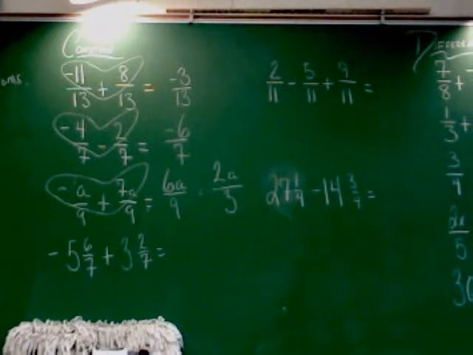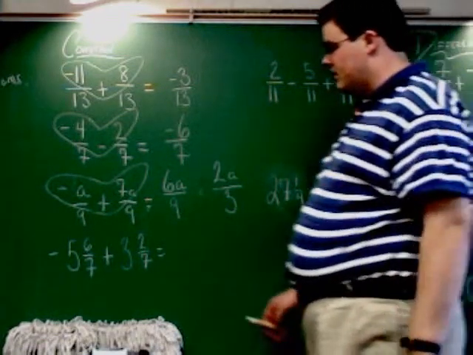Okay, let's look at the next one. Negative 5 6/7 plus 3 2/7. All right, this would be an ideal problem to take a mixed number and turn it into an improper fraction and then reverse the process at the end. So that's exactly what I'm going to do.